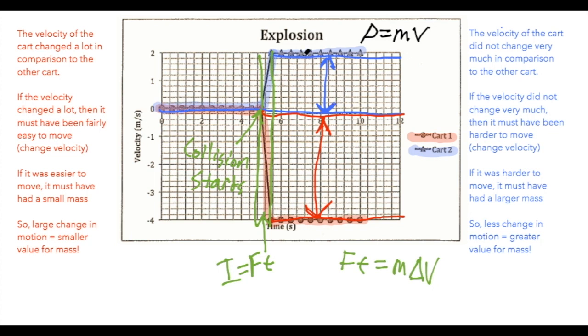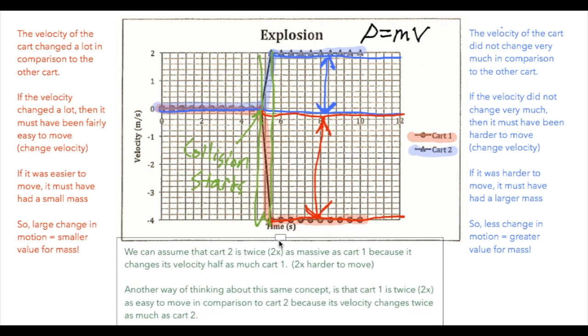This cart has half the change in velocity, I should say, as this cart. So what does that mean for our mass? Think about that on your own here for a second. Alright, so what that means is that cart 2 is actually twice as massive as cart 1. Hopefully you see why that is.